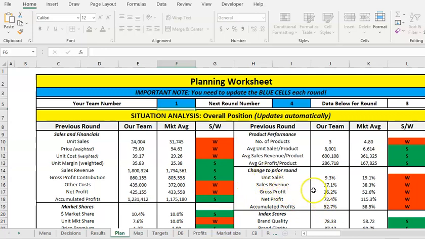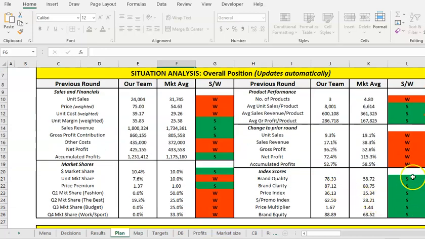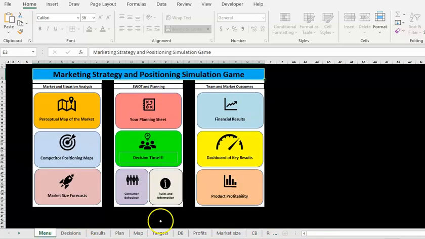So this is now populating. It wasn't populating initially because it's off a 0 base when we started the game. But you can see this is percentage change. Our index scores, they're all looking good. But we're not a market share player. That's fine if it's part of our strategy. We're a price premium company, so all looking good. So basically that's how it works.